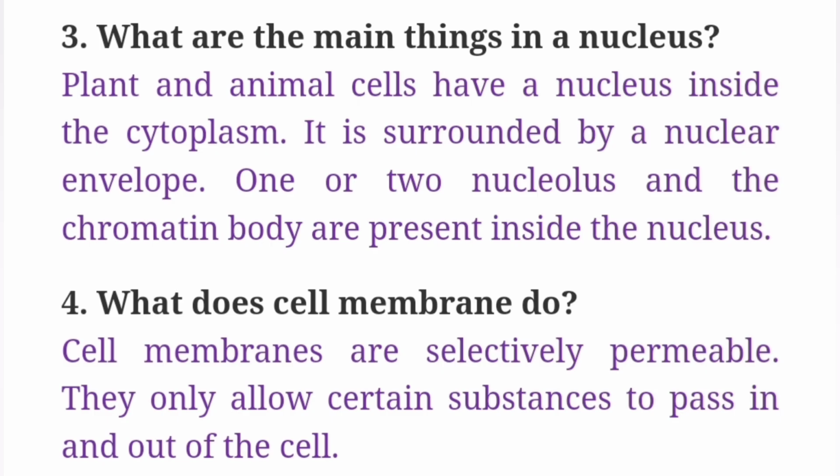Third question, what are the main things in a nucleus? Answer, plant and animal cells have a nucleus inside the cytoplasm. It is surrounded by a nuclear envelope. One or two nucleoli and the chromatin body are present inside the nucleus. Fourth question, what does cell membrane do? Answer, cell membranes are selectively permeable. They only allow certain substances to pass in and out of the cell.